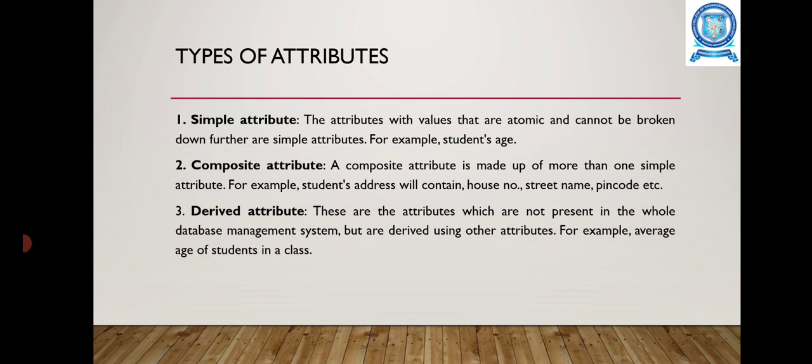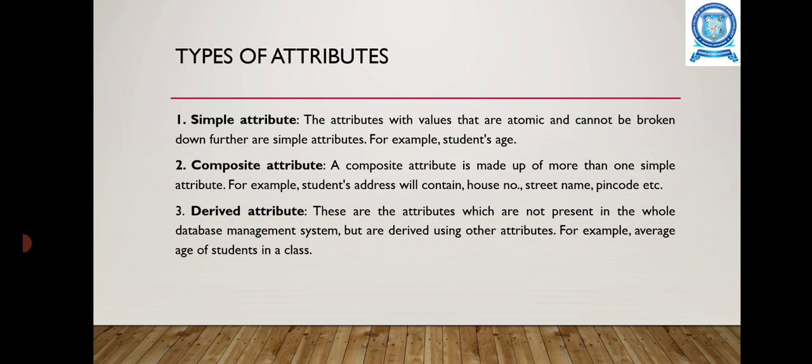Next one is the composite attribute. A composite attribute is made up of more than one simple attribute. For example, student's address will contain house number, street name, city name, pin code, etc. Next one is the derived attribute.